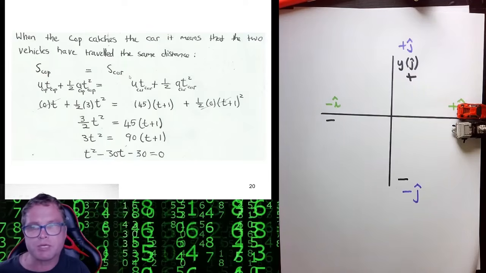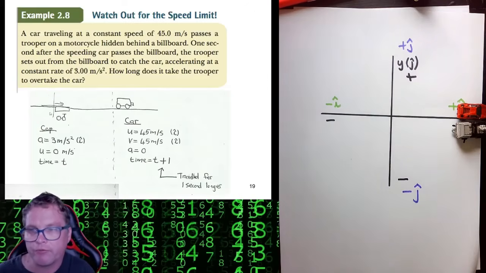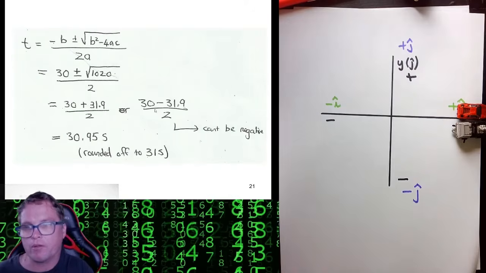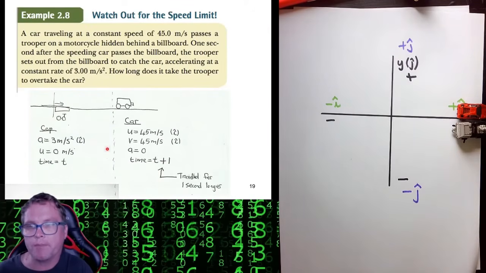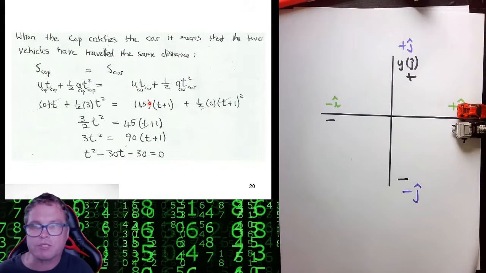The appropriate expression for us to use is going to be ut plus half at squared for the cop and ut plus half at squared for the car. The reason I've chosen to use that is because I know u for the cop and I know a for the cop. I also know u and a for the car. So here I've used ut plus half at squared. The good thing about knowing u and a is that t is the only unknown. t is the only unknown on this side, t is the only unknown on this side.